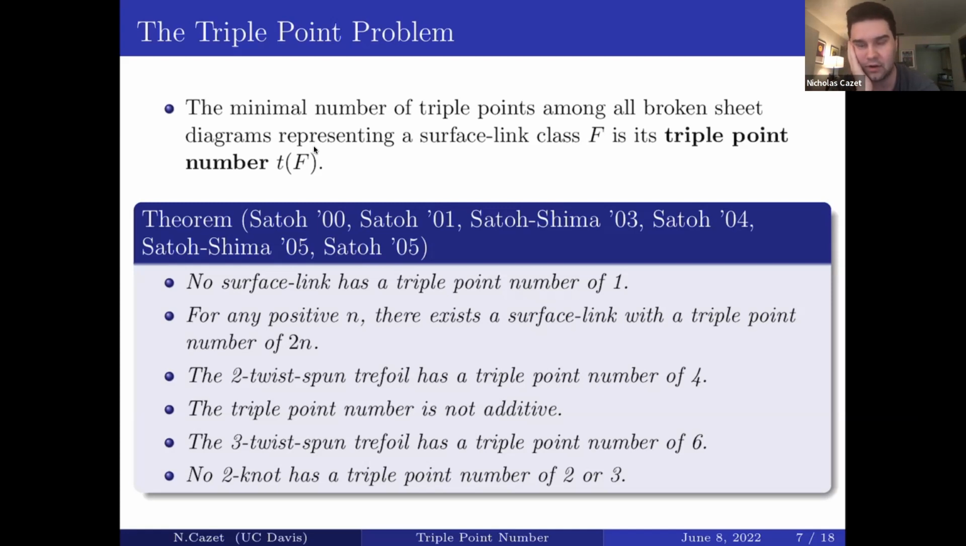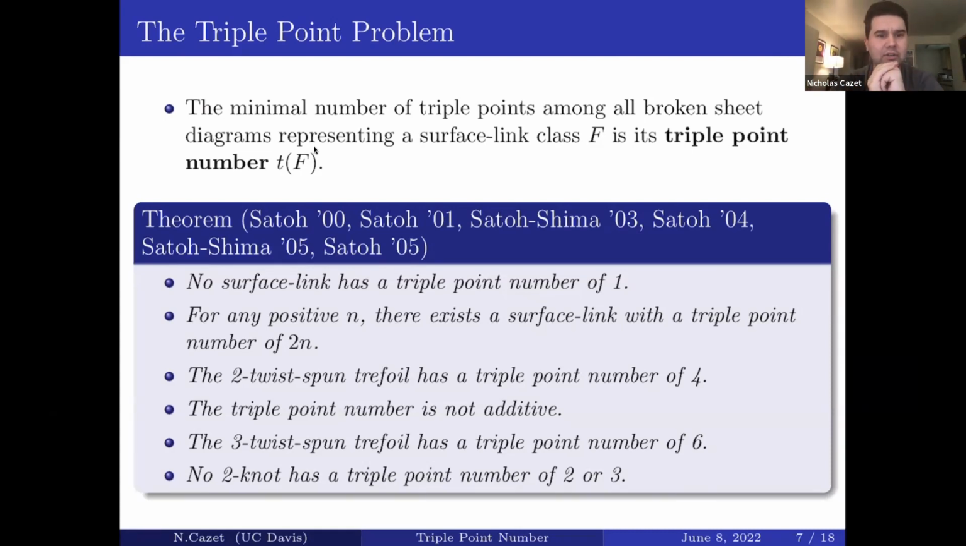Turns out it's very hard to say much about the triple point number, because there's weird things that can happen. So this is a very impressive list of results, but you can kind of imagine and compare it to the knot case that it's a lot slower paced than what would be said about knot theory. It's quite easy to say there's no knot class with a crossing number of 1, but here it kind of took a significant paper to say that for a surface link, you can't have a triple point number of 1. So if you see just one triple point, there is some Roseman move sequence that will eliminate that.